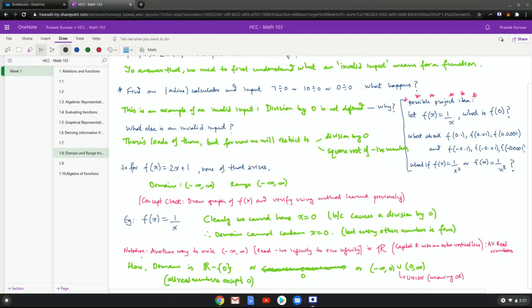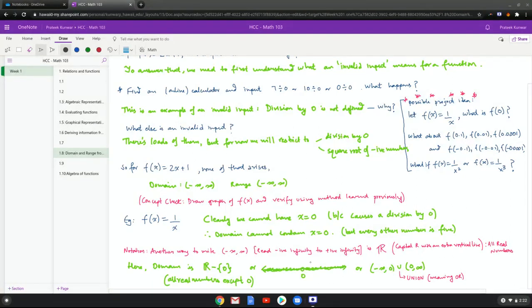Now, here's a notation alert again. We've been writing negative infinity to infinity with round brackets to mean all the numbers. Another way to do that is write it as capital R with an extra vertical line, which means all real numbers. Okay. So here, because we are saying that everything except 0 is okay, we're going to write it as R minus, in curly brackets, 0, which means all real numbers except the one number 0. Or you can draw a number line and make a hole on 0. Remember, making the hole means you're removing 0 from the possible values.